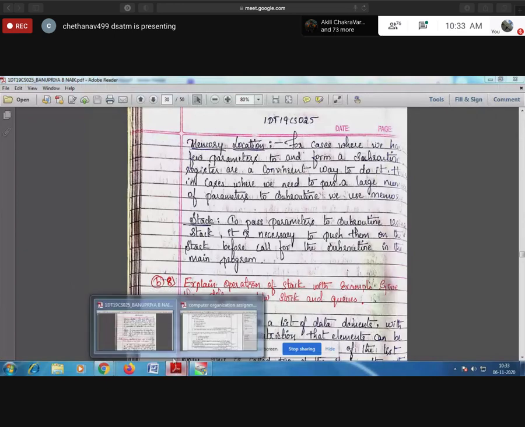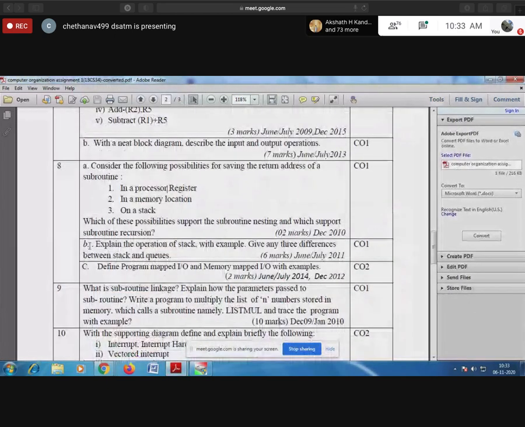If you go to eighth B, what is the question? Let me see once. Three differences between stack and queue. Very simple. In a stack you have push and pop operations. In a queue you don't have push and pop operations. The stack is last in first out, that is first in first out. Here you require top equal to -1, only one variable. There you require rear and front. So like that you can differentiate between stack and queue.